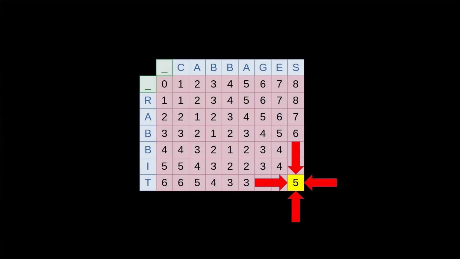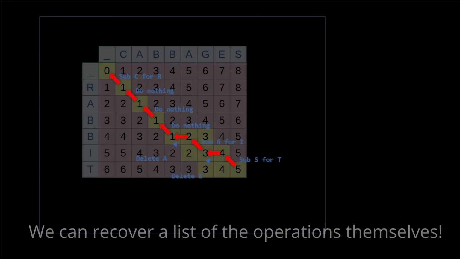One of the really interesting properties of this matrix just here is that you can actually build a list of the operations themselves.